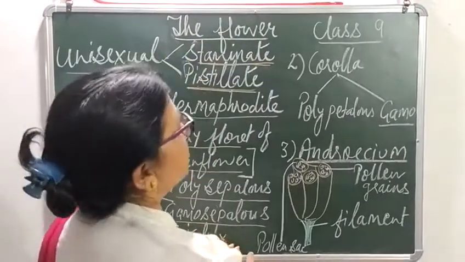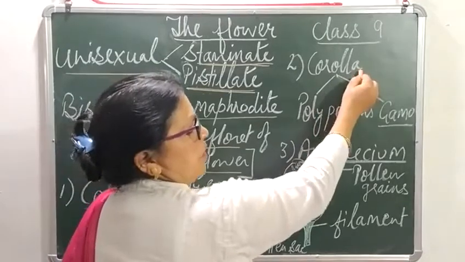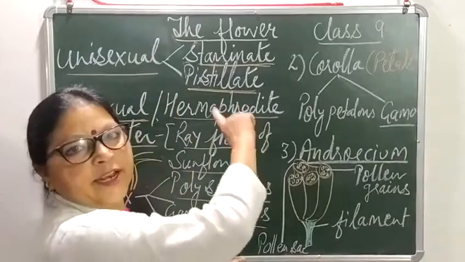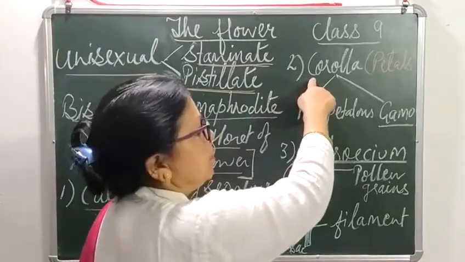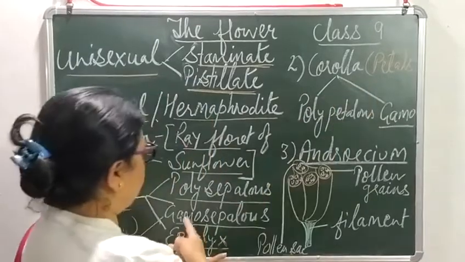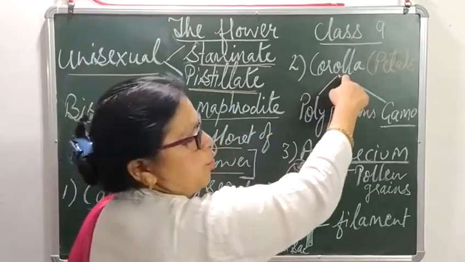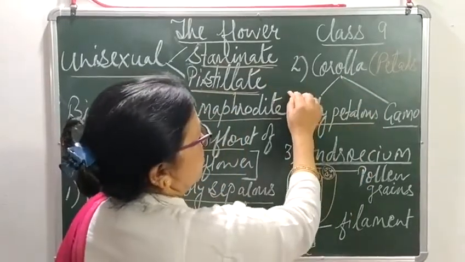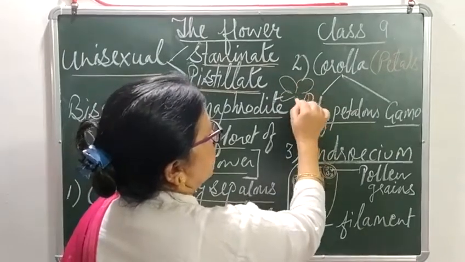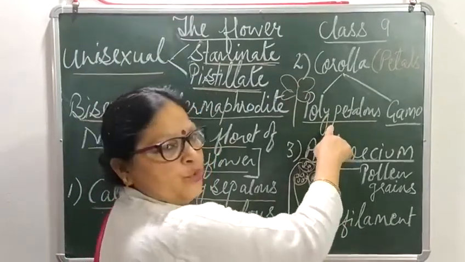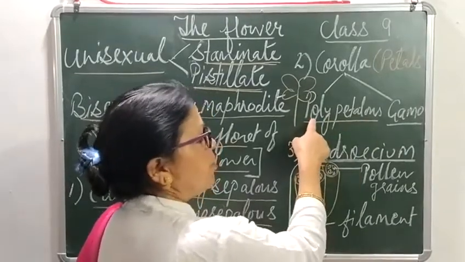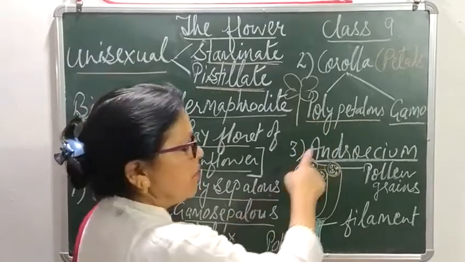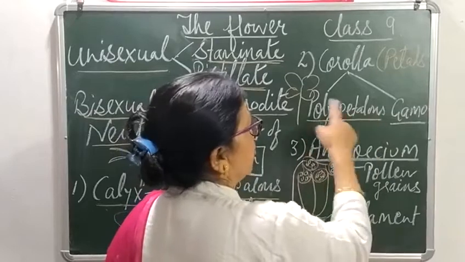Second whorl is corolla, and corolla is composed of petals. That means all the petals collectively will be making the second whorl, that is called corolla. Same like calyx, the corolla or the petals may be free. If the petals are free, like in mustard, you can count all the petals. This condition is known as polypetalous. Remember, poly word will go for free. So polysepalous, free sepals, polypetalous, free petals. You can even count them.